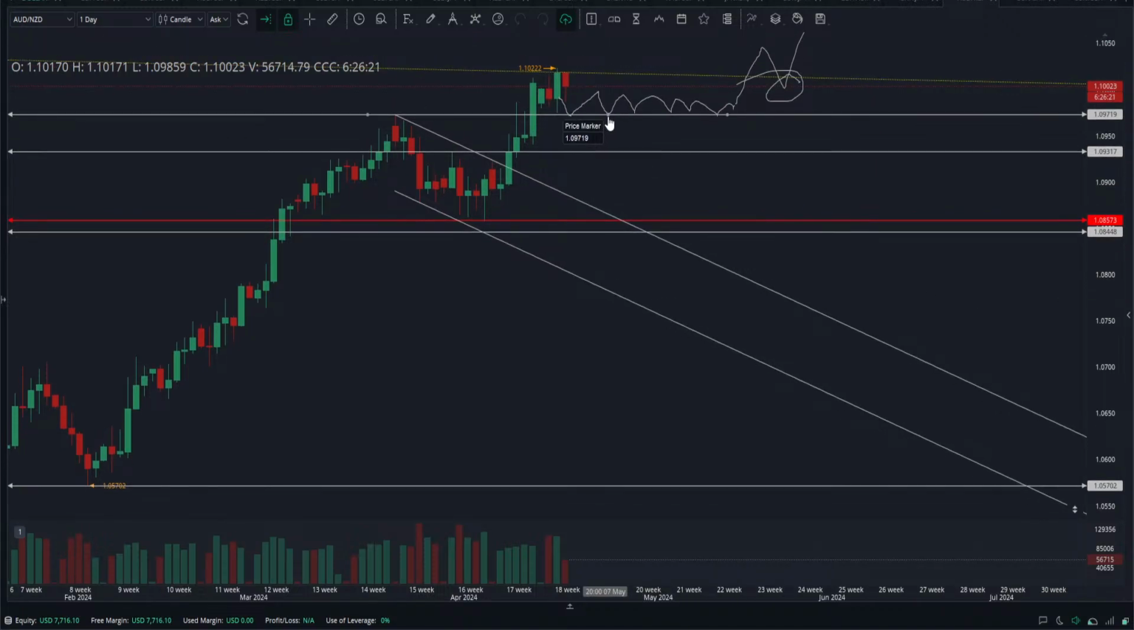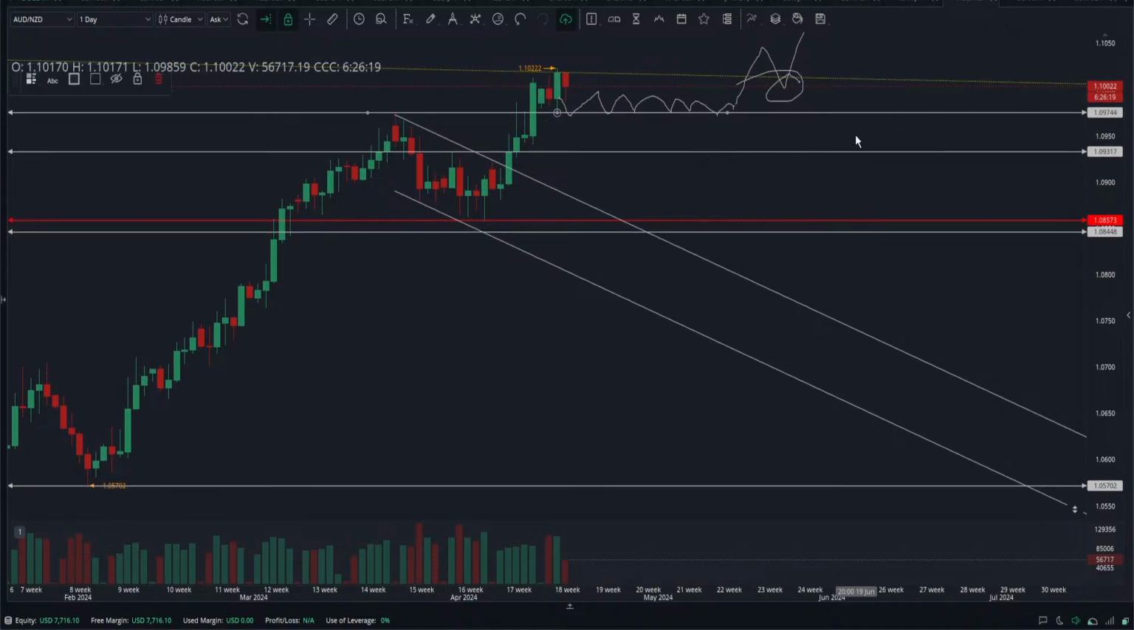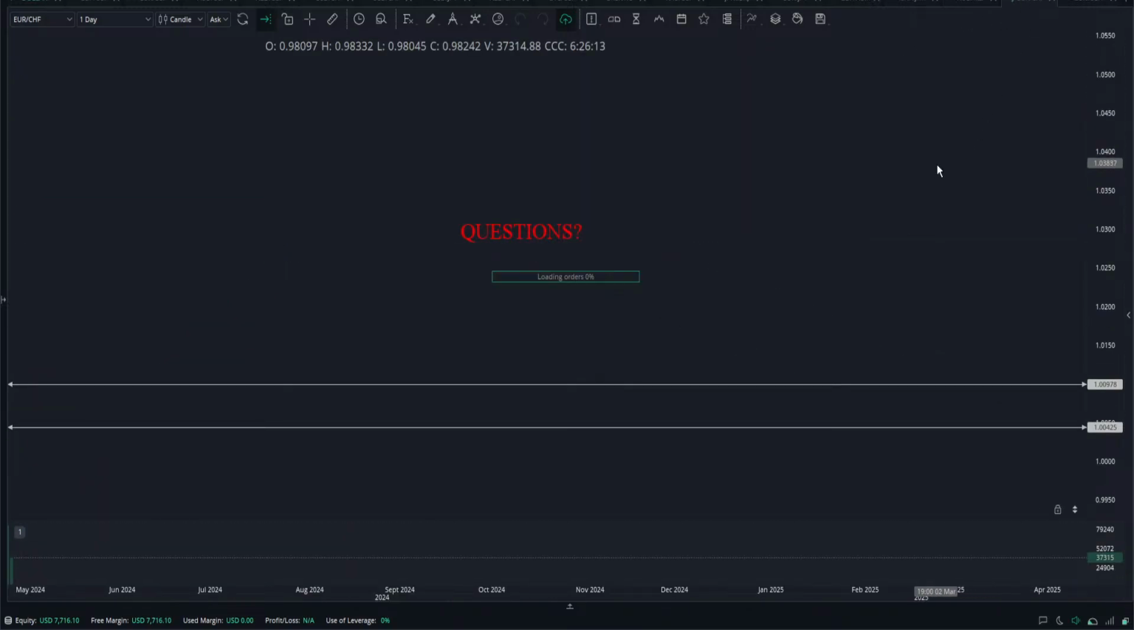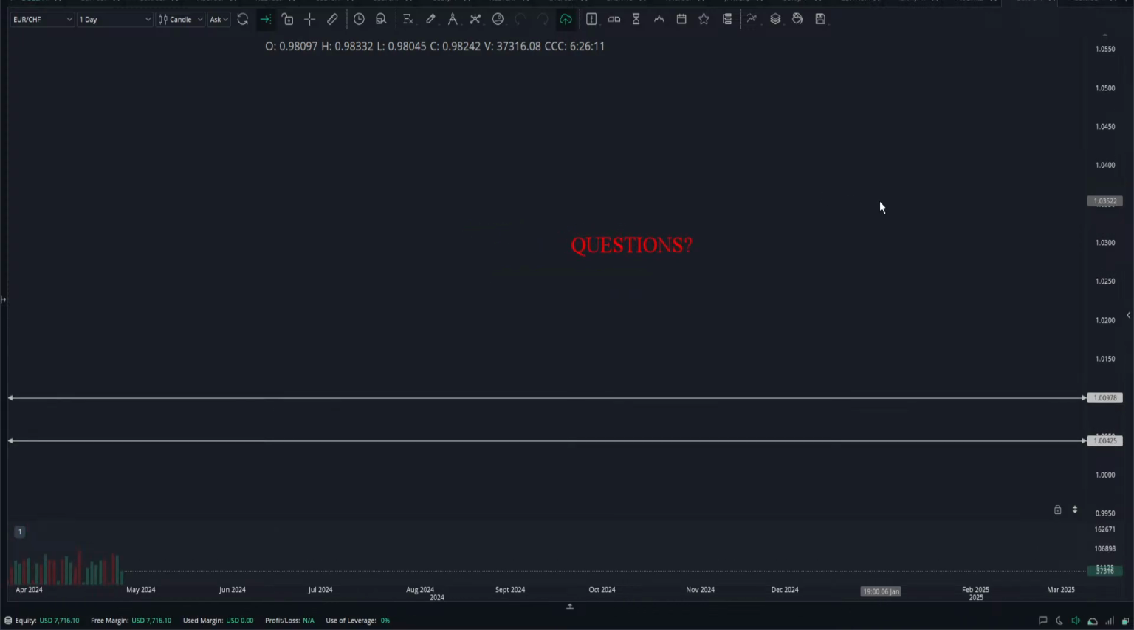From the downside, I think 1.0974 should be seen as a support for this price. That's all, guys. If you have any questions, please let me know before I wrap up this session.